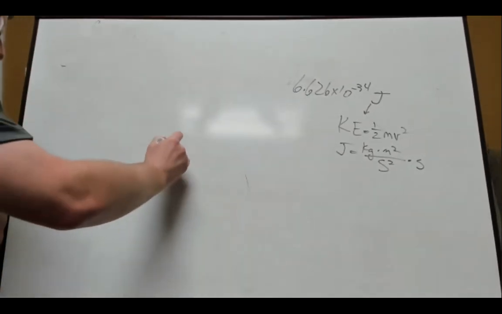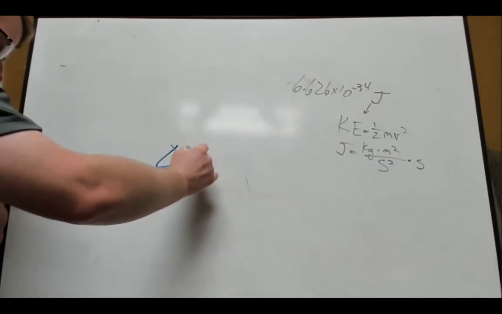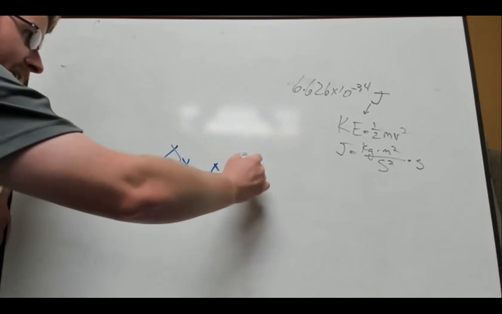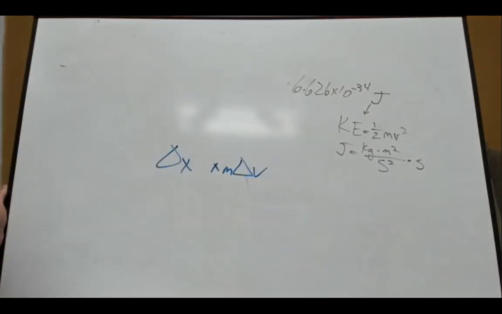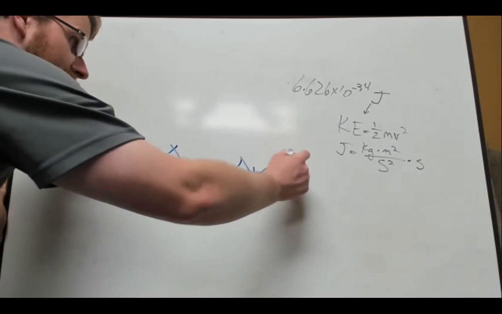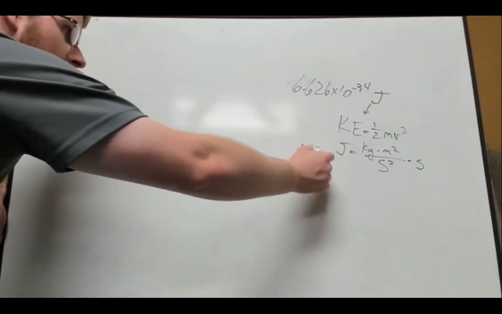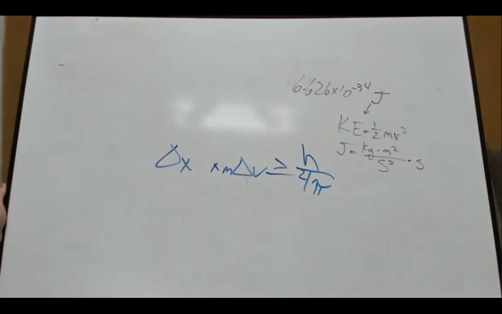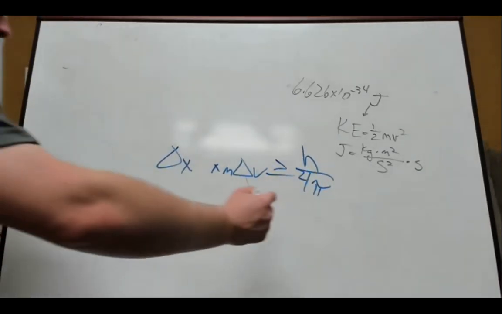This is the uncertainty principle, Heisenberg's uncertainty principle. So this is the uncertainty of the position times the mass times the uncertainty of the velocity is greater than or equal to, we talked about h, which is Planck's constant, divided by 4 pi. So what we see is this is a constant, right?